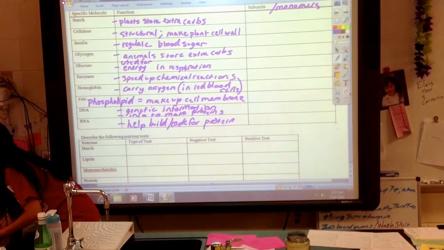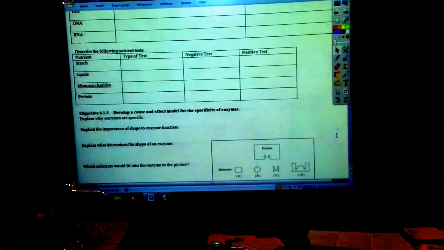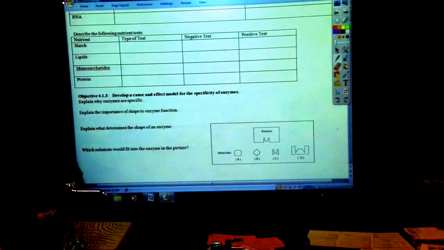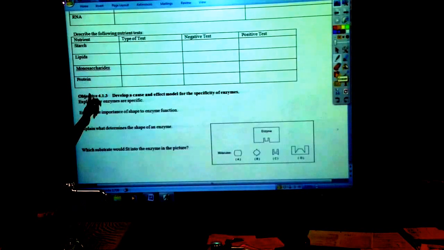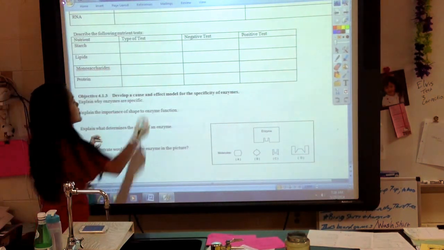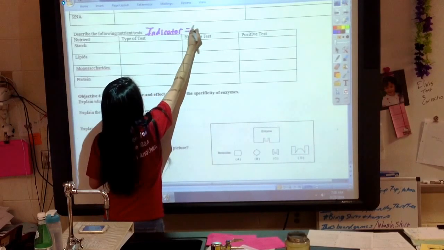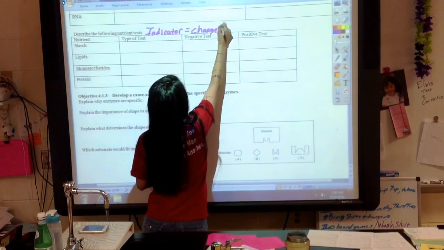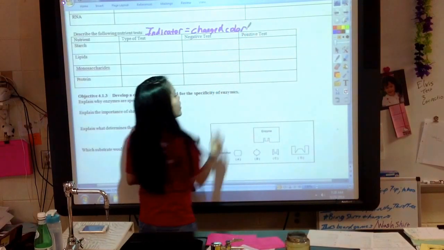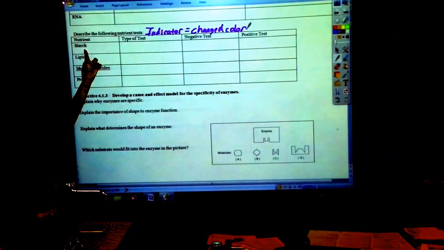The last thing I wanted us to look at today is going to be your tests for these 4 molecules. And so here you have starch, lipids, monosaccharides, and proteins. These are all things that we can find in those 4 macromolecules above. Here we're talking about types of tests. They're also known as indicator tests. And remember that our indicator tests changed color in presence of that molecule.